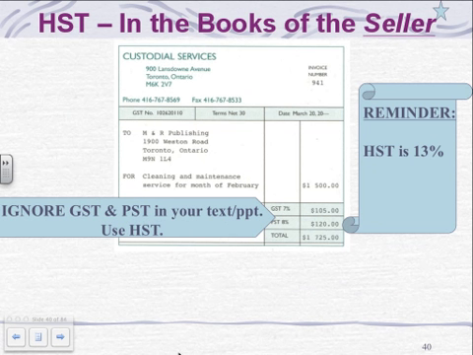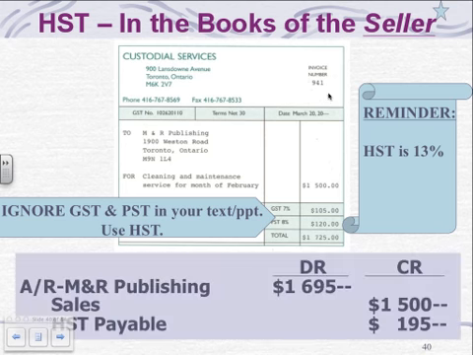Okay, so HST in the books of the seller. In your textbook, you're going to see GST and PST. Ignore those terms and just use HST. Currently HST is at 13%, so that's the value we're going to look at when we're doing the next couple of slides. So here we have a source document, and we are going to journalize this.